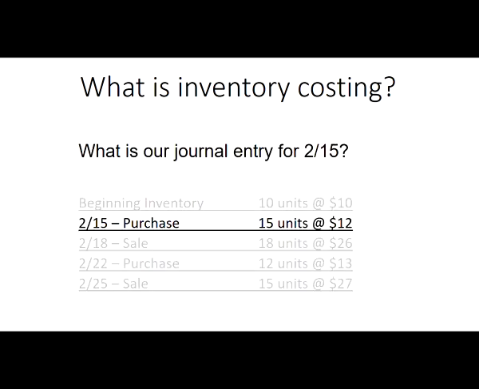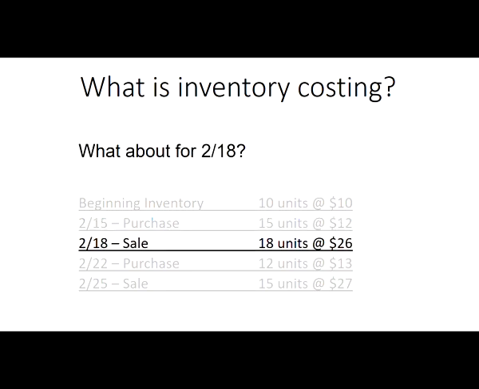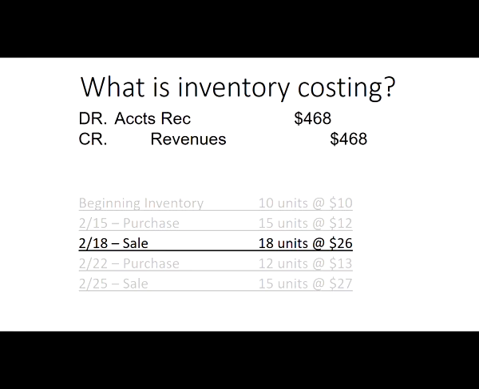So our journal entry for February 15th, and this is a review concept. If you have considered Chapter 5 and are good with Chapter 5, then this journal entry is pretty easy. We bought 15 units for $12, and so our entry is a debit to inventory and a credit to accounts payable for $180. What about our journal entry for February 18th? Again, a review-ish question. The first part of this entry, we got this. This is exactly what we would have done in Chapter 5. Debit to accounts receivable for $468, which is 18 times 26, and a credit to revenues for the same amount because we've sold the product.